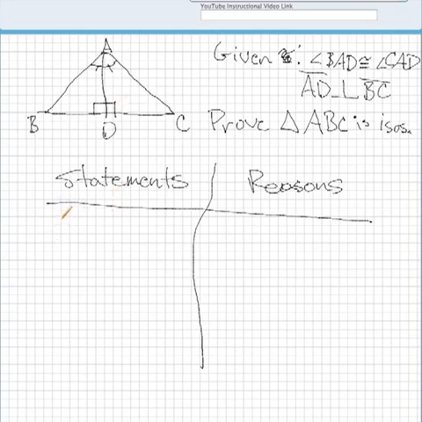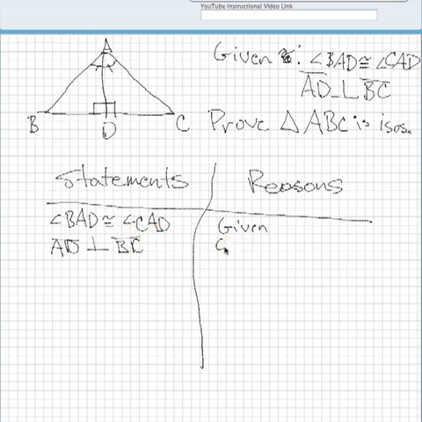So you start with the givens. Angle BAD is congruent to angle CAD, that's given. And then we'll say line segment D is congruent to line segment BC, that's the given as well.